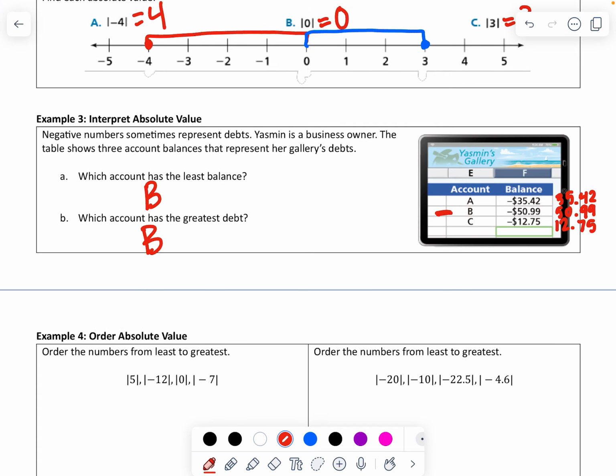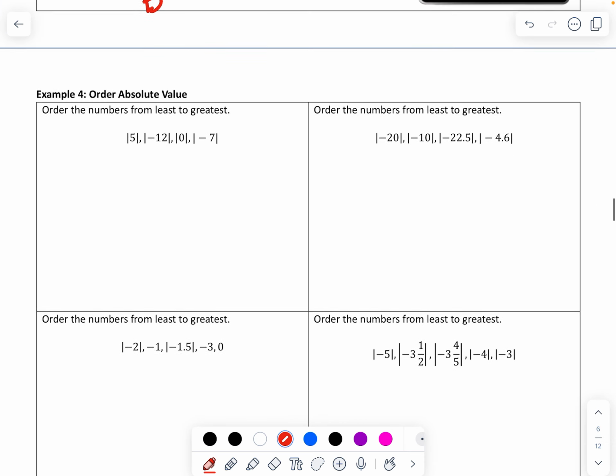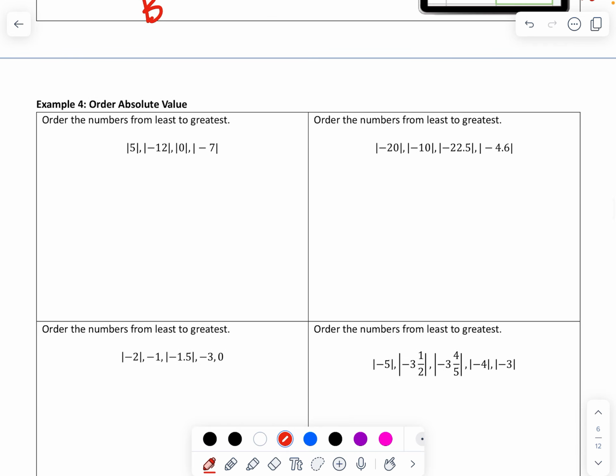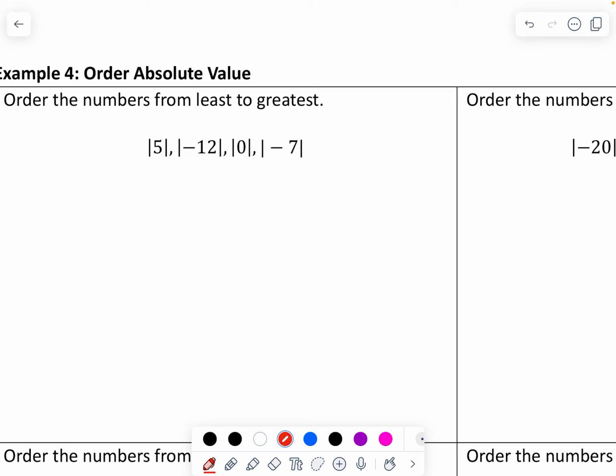All right. Flip the page over. Okay, I know that one can be tricky with the wording, but on these next ones, all we're doing is ordering the numbers from least to greatest. A lot of them are absolute values, so remember you have to find the absolute value of them first. So I always rewrite them to make it a little easier. So the absolute value of +5 is +5. The absolute value of -12 is +12. Absolute value of 0 is 0. And the absolute value of -7 is a +7.